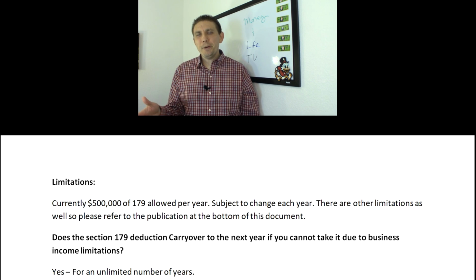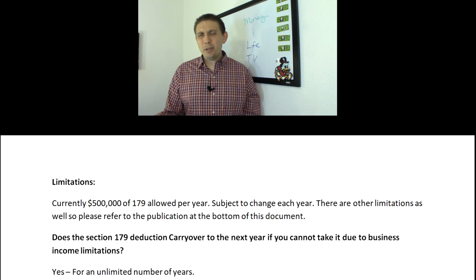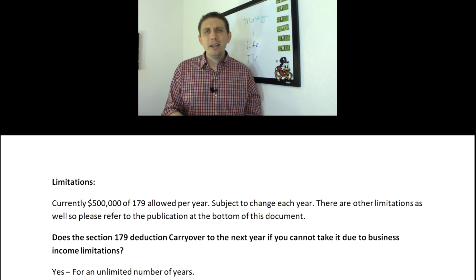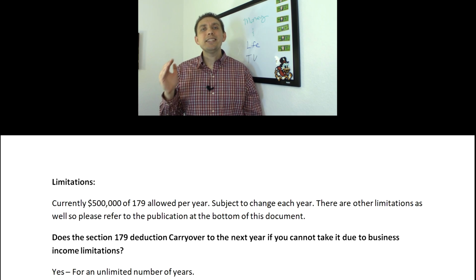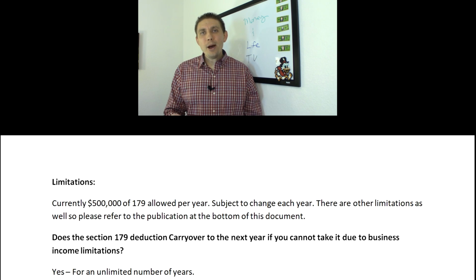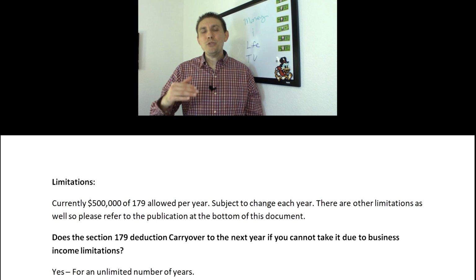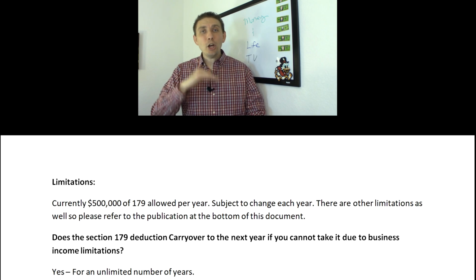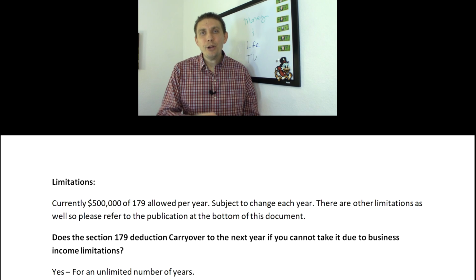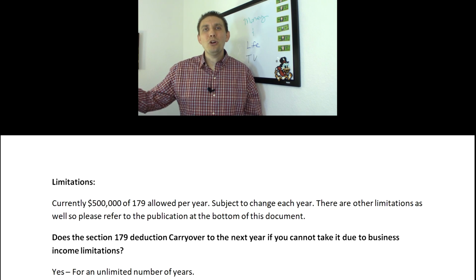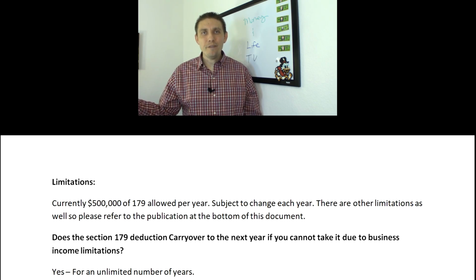Okay, so you may be wondering, well, what if I can reduce my taxable income to zero using Section 179, but does it carry over if I can't use it all? The answer is yes. Obviously, your income for your business cannot go below zero, so whatever amount of the Section 179 you don't use will carry over to the next year, and as the IRS code currently states, for an unlimited number of years.